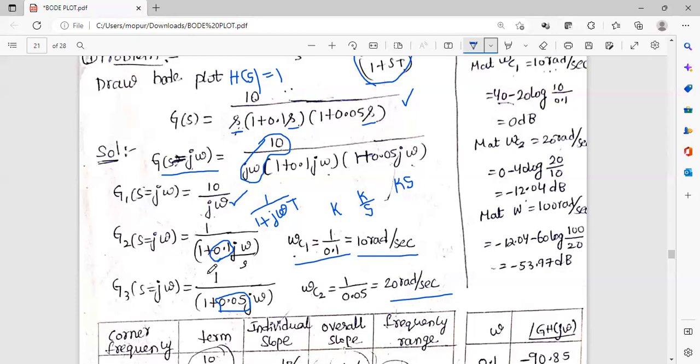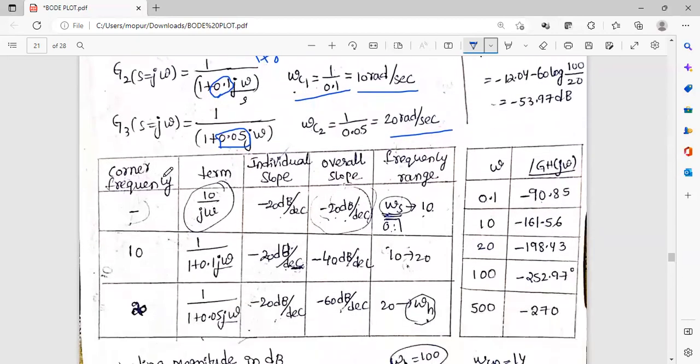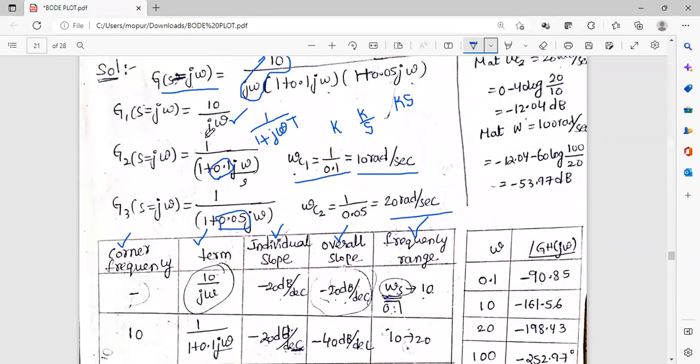The next step is to draw a table with corner frequency. First row is corner frequency, second row is term, third row is individual slope, fourth row is overall slope, and fifth row is frequency range. First, what is the first term? First term is 10 by j omega. So write this 10 by j omega here. Then what is the individual slope of this 10 by j omega? Since for K there is no slope, you can neglect that term.